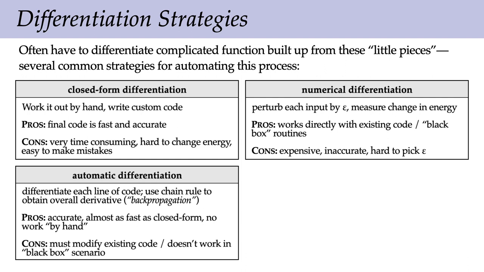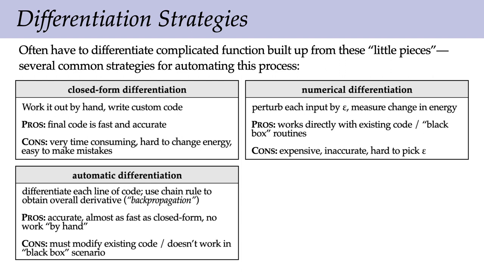The good thing about automatic differentiation is it is pretty accurate. You're really getting the right expression for your derivative. It's almost as fast as the expressions that you're doing by hand in closed form, could even perhaps be faster in some cases. And you don't have to do any work by hand. So a lot of the errors that you might have made, you can avoid.